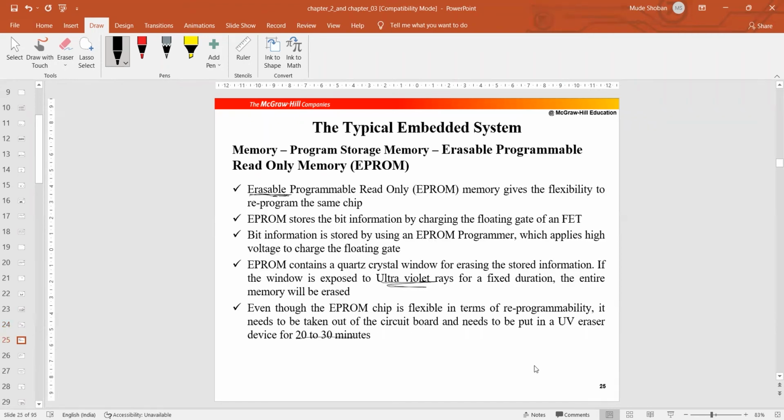Now coming to the EPROM. Sorry, it is not electrically programmable. It is erasable programmable read-only memory. It gives the flexibility to reprogram the same chip. So once it is used, you can reuse it, right?